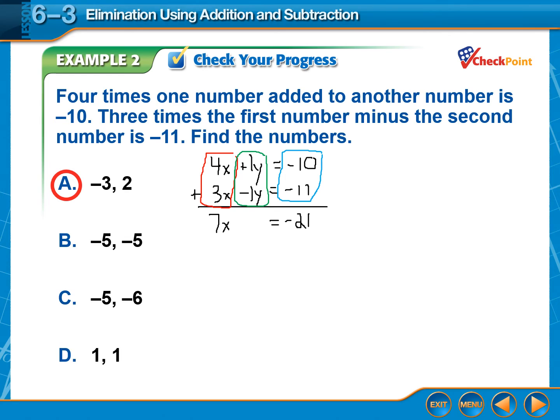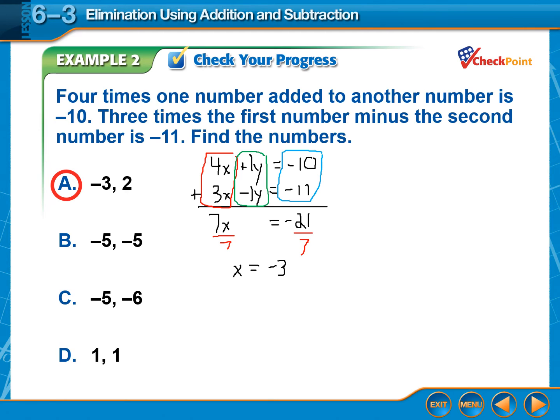So in order to solve for x, we're going to divide both sides by 7, which leaves me with x is equal to negative 21 divided by 7, and a negative divided by a positive is a negative, so 21 divided by 7 is 3, making this solution x is equal to negative 3. So by eliminating the y value, I'm able to see that x is equal to negative 3.